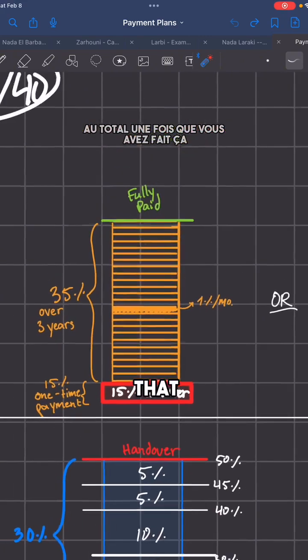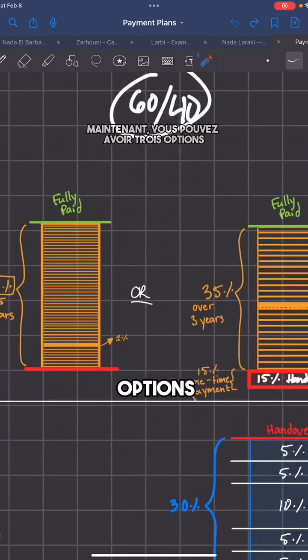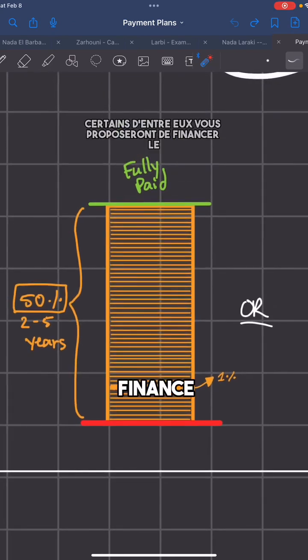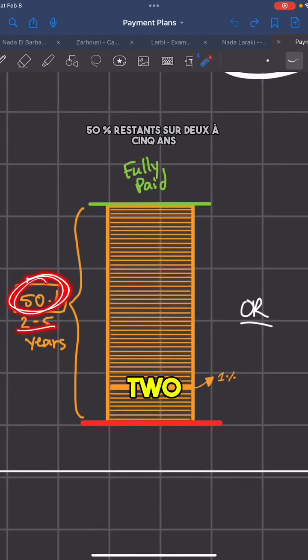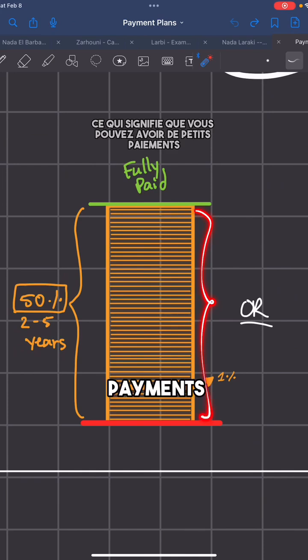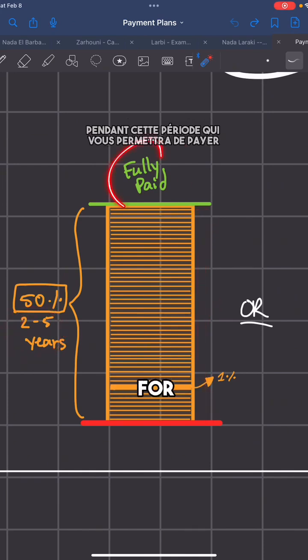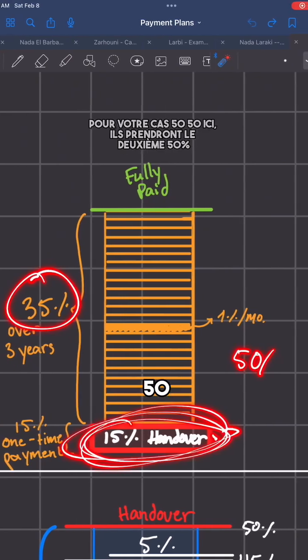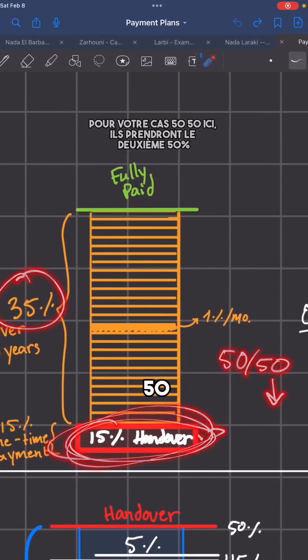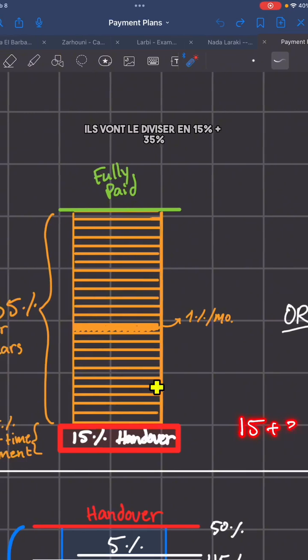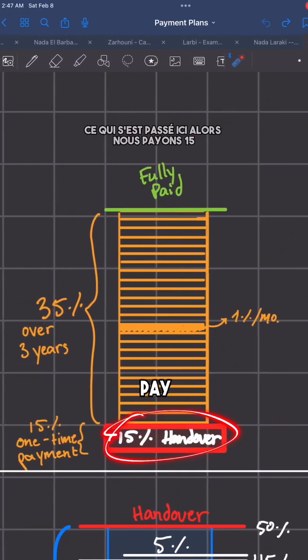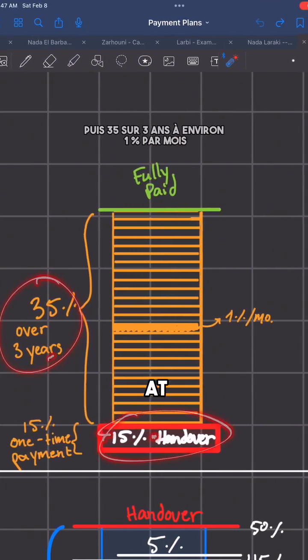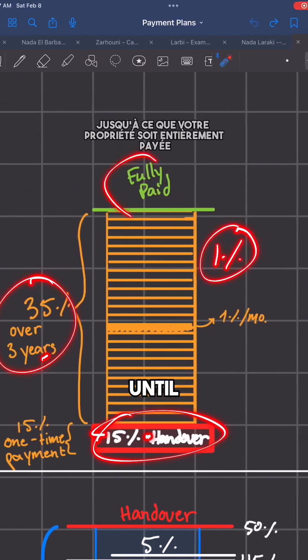Once you've done that, now you can have 3 options. Depending on the developer, some of them will offer to finance the entire remaining 50% over 2 to 5 years, which means you're going to have small payments across this time period that will allow you to fully pay your property interest-free. Sometimes, for your 50-50 case here, they would take the second 50% and divide it into 15 plus 35, which has happened here. So we paid 15 in one chunk and then 35 over 3 years at approximately 1% per month until your property is fully paid.